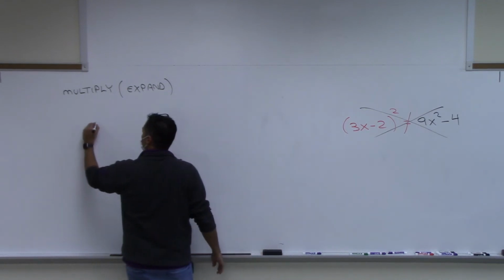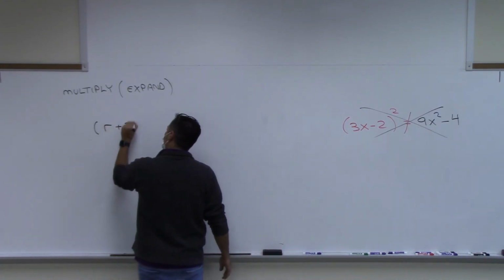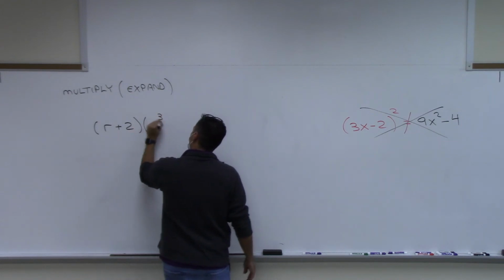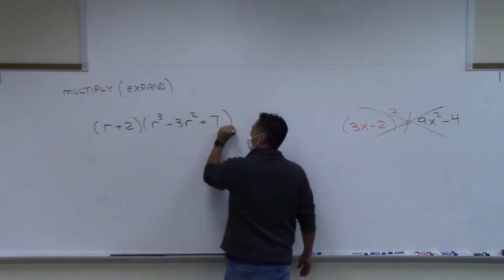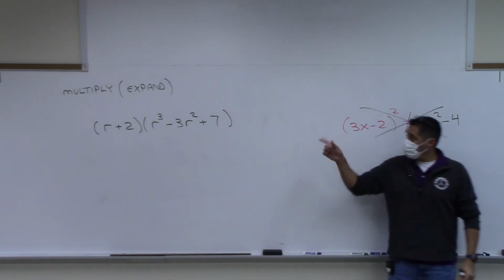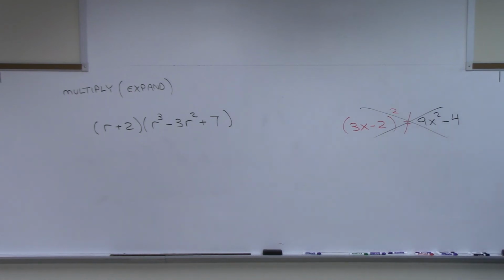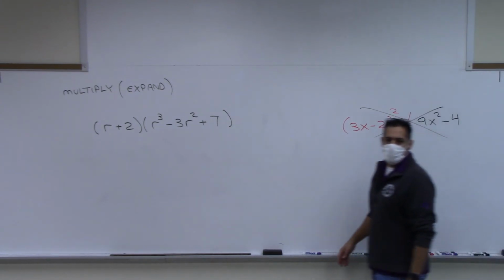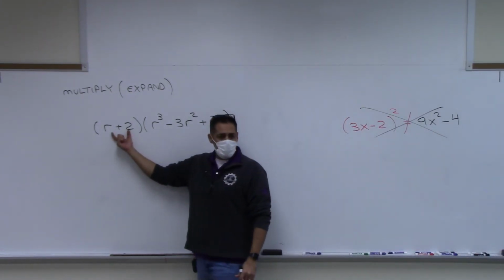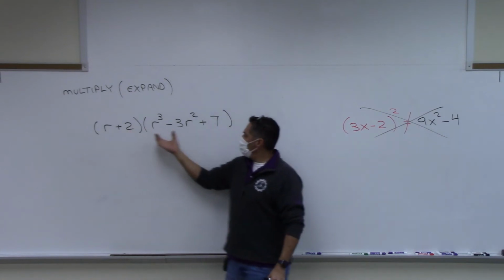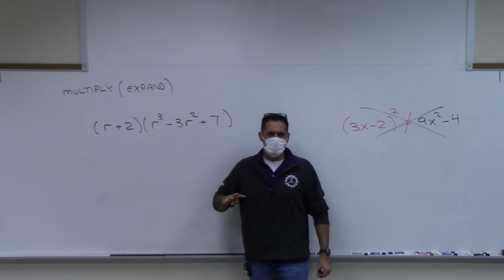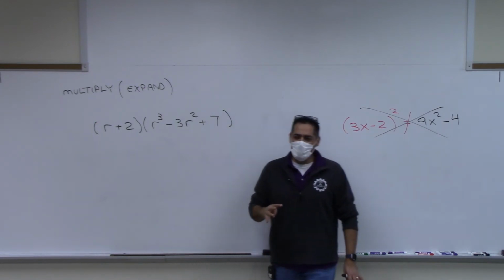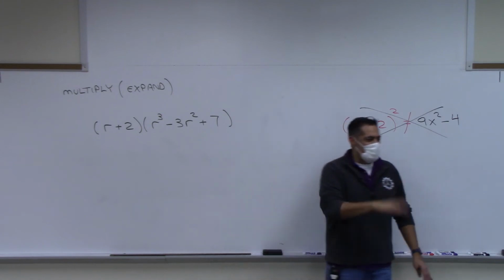So how about if I gave you this? R plus 2, R cubed minus 3R squared plus 7. And I ask you to multiply or expand that. Do you see that you can't use FOIL anymore? Binomial, 2 terms. What do we call this with 3 terms? Trinomial, right? What about 4 terms? Quadnomial, right? We start not having names for them anymore.